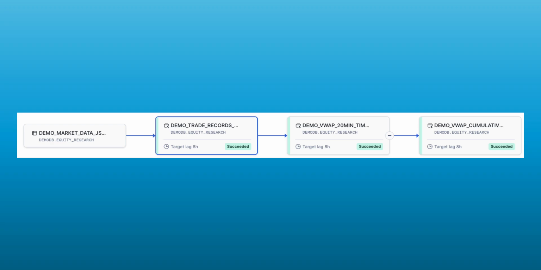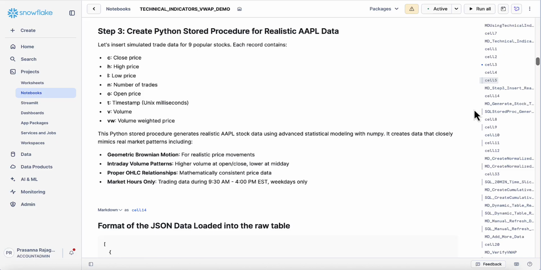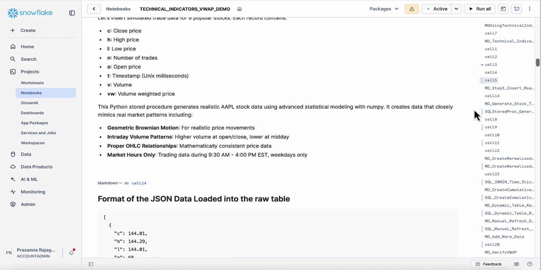This is the architecture we will be building. It is a clean, automated pipeline that flows from raw data to final analysis, all managed by Snowflake. Let's build it step by step. Every great analysis starts with great data.